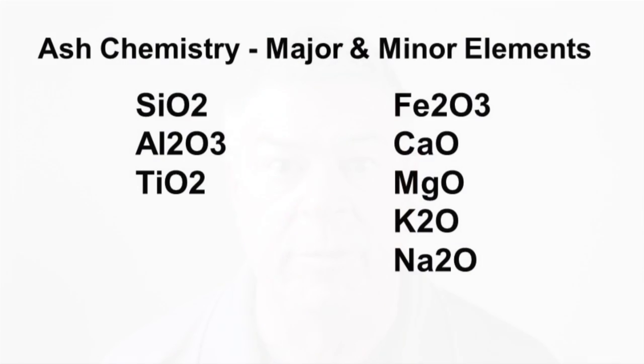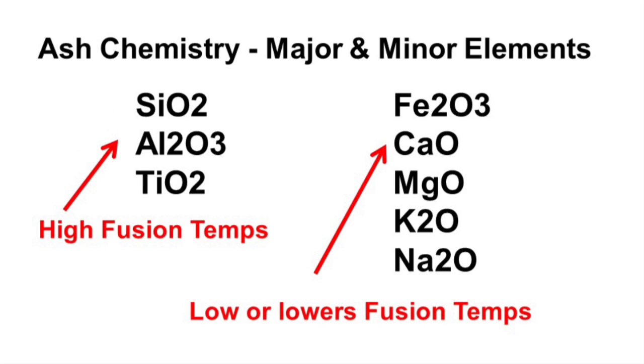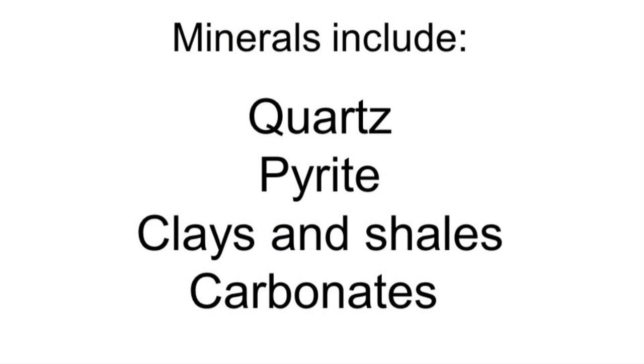Now, if we're not going to use the ash fusion temperatures because of some of the deficiencies that I see with them, what we want to do is look at the ash chemistry, or the major and minor elements in coal ash. So here they are. I've divided them up into two groups. One of them is the silicates, the aluminum silicates, that are more of the rock, high fusion type material. And then there's the pyrites, or the calcium or sodium actually attached to the coal, that tend to be lower fusion materials. So again, the rocks tend to be high fusion, but the stuff that's in the coal tends to be low fusion.